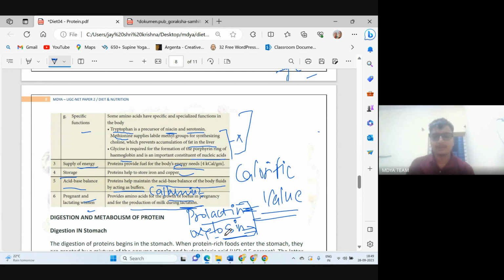Because of this oxytocin, what happens? The muscles of the mammary glands get contracted and milk oozes out from the mammary gland. So one hormone is responsible for production of milk, and one hormone is responsible for coming of milk out of the mammary gland. And this oxytocin is also helpful in delivery. When there is normal delivery, the uterus muscles get contracted, and this contraction of muscles is carried out by the hormone oxytocin. So please keep the difference in your mind, prolactin and oxytocin.